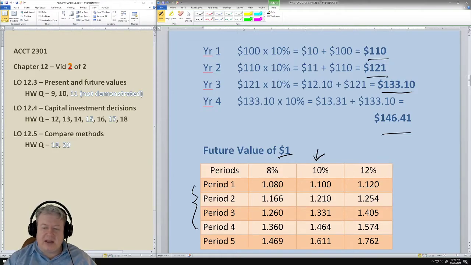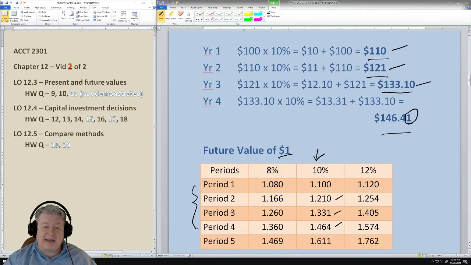Now, if you notice here, if we multiplied 1.1 times 100, that would be $110, which is what we hand calculated. For year 2, 121, which is what we calculated, 133 and 10 cents, which is what we calculated. And in fact, we calculated one extra decimal place that they didn't have.